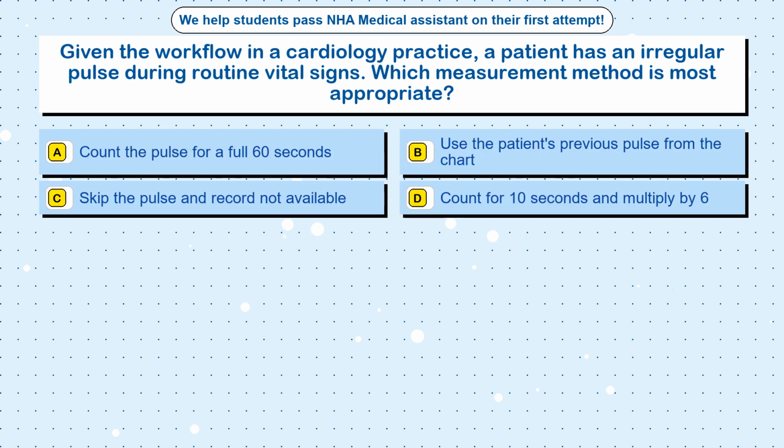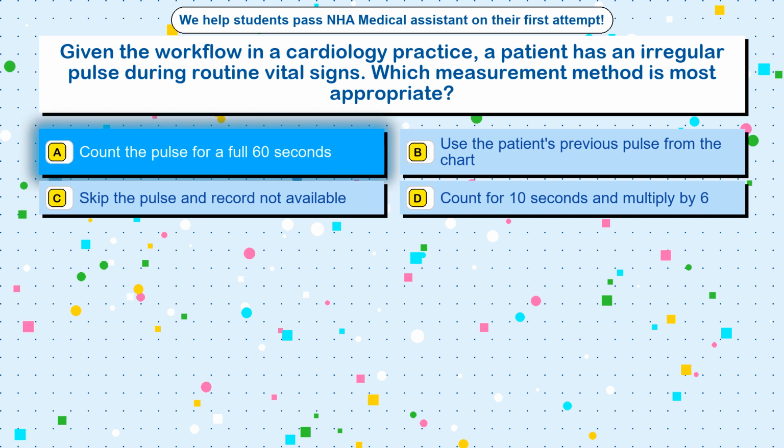Question 76. Given the workflow in a cardiology practice, a patient has an irregular pulse during routine vital signs. Which measurement method is most appropriate? Option A, count the pulse for a full 60 seconds. Option B, use the patient's previous pulse from the chart. Option C, skip the pulse and record not available. Option D, count for 10 seconds and multiply by 6. The correct answer is option A, count the pulse for a full 60 seconds.